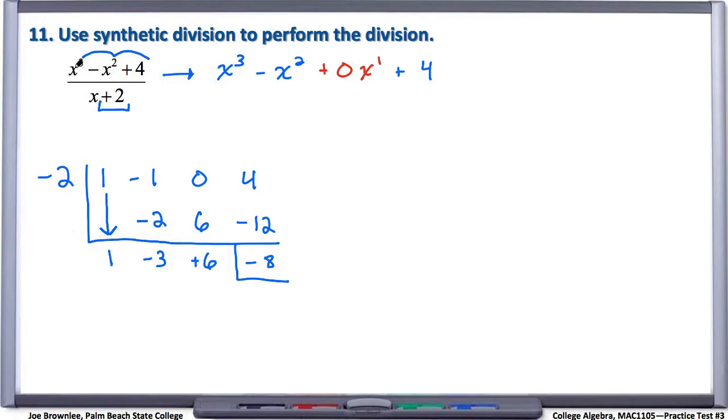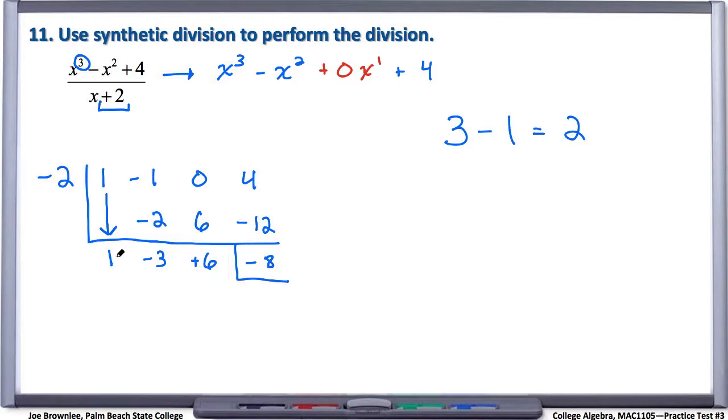We go back to the original dividend that we started with, and we ask ourselves, what was the highest degree of the original dividend? Well, the highest degree was 3. So we say 3 was the highest, we subtract 1, which gives us 2, and that tells us what degree we're going to start filling in our answer.